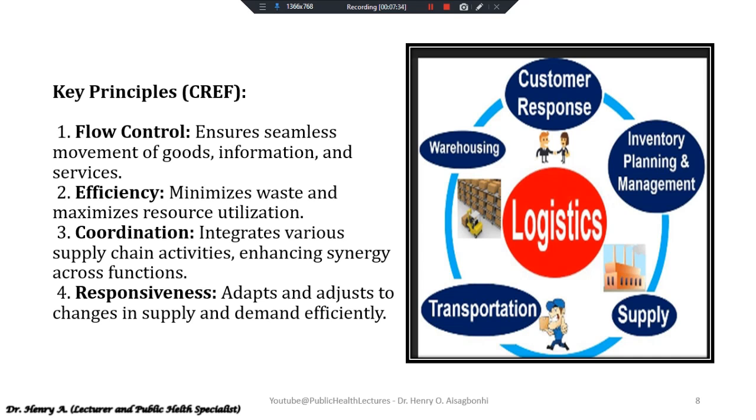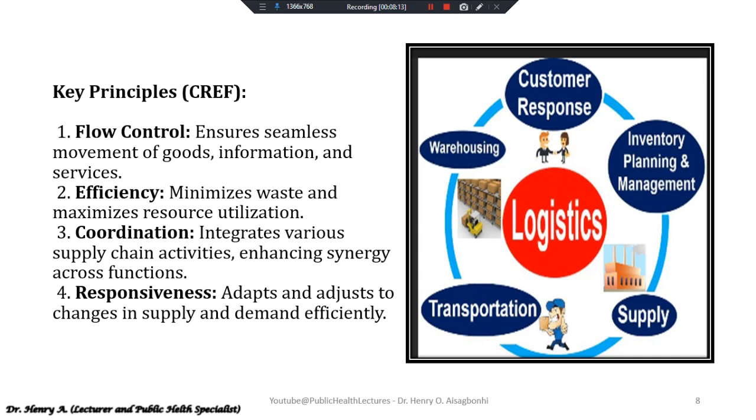Let's look at coordination. No logistics system can work in isolation. Coordination integrates various activities, such as your procurement, transportation, warehousing, and distribution, as you can see on the pictorial diagram there. All this is to ensure synergy. For instance, when the procurement unit fails to communicate delivery timelines with the warehouse, delays and stockouts are inevitable because of the lack of information.